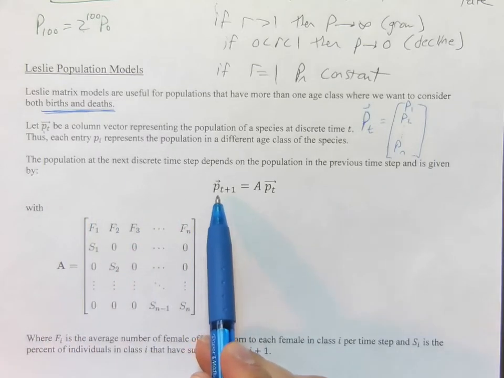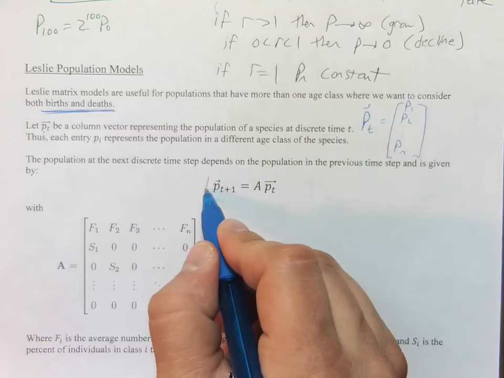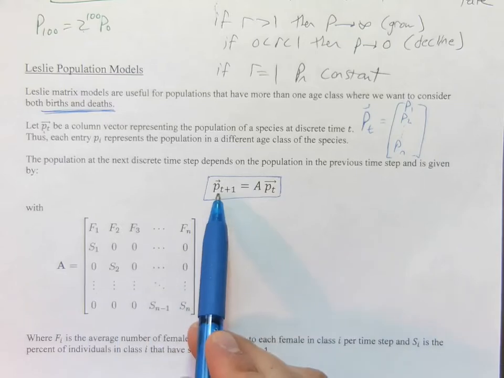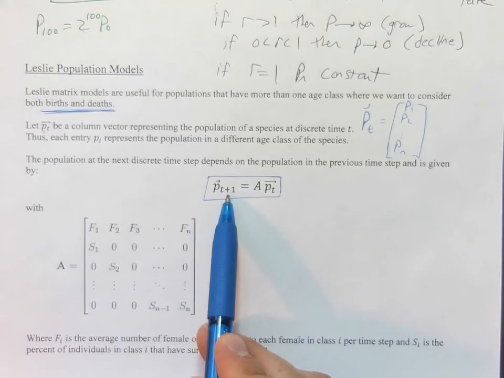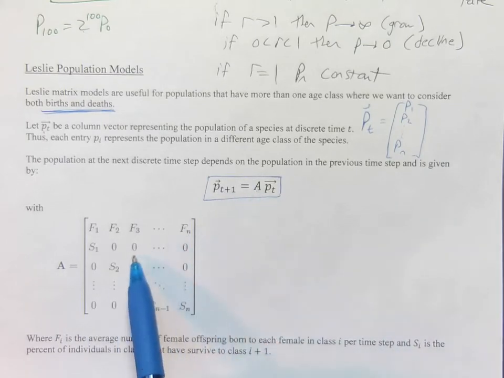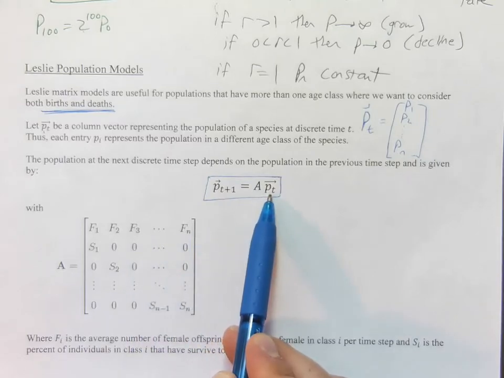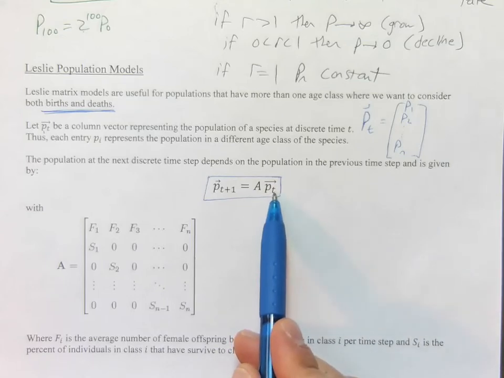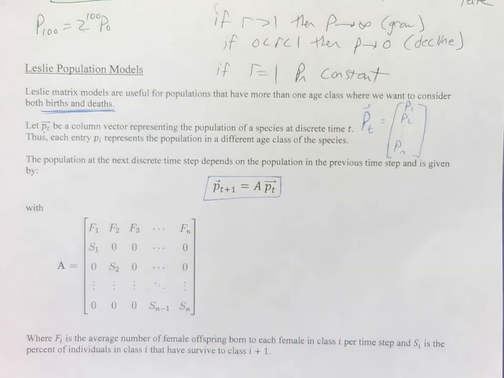This is the relationship we use to project the population forward. It's very similar to what we just did with the bacteria, right? The population at the next time step, t plus 1, equals the matrix A, which is shown right here, times the population at the last time step. This matrix A is really important because it contains all the birth rates and the death rates of the population. So it tells us how the population grows and declines. Then we apply it to the population and it projects the population forward.